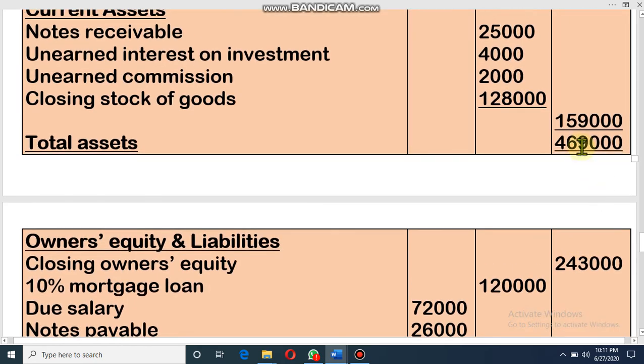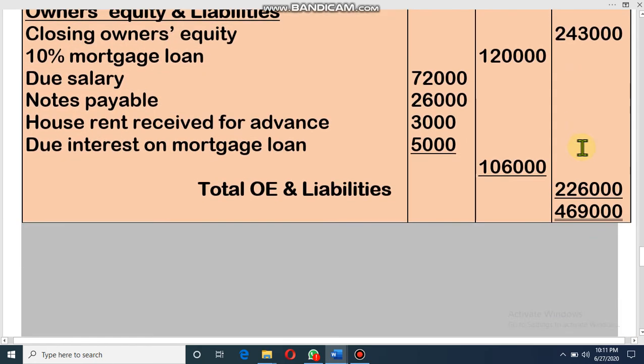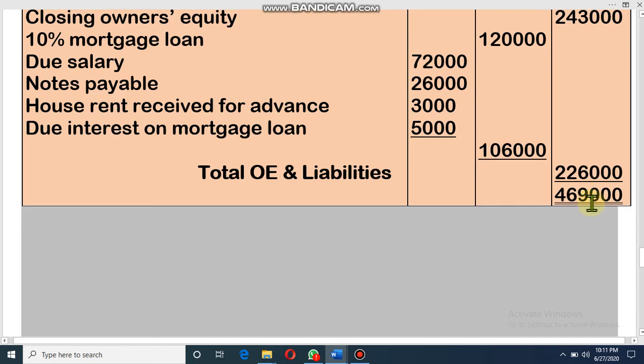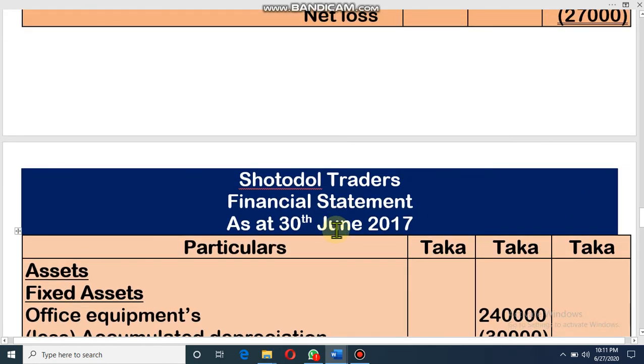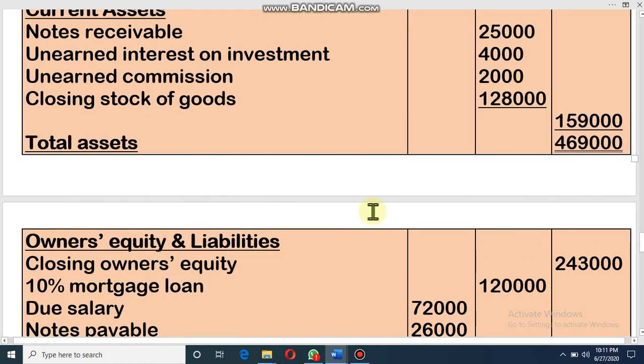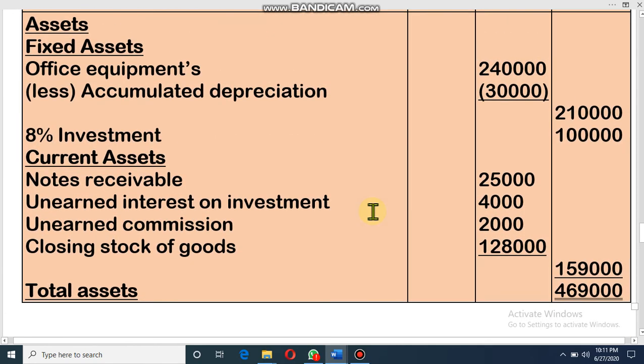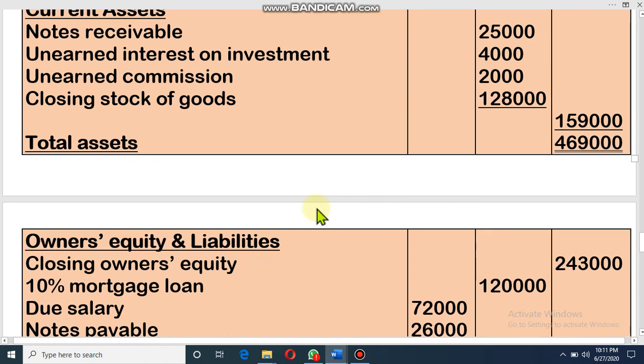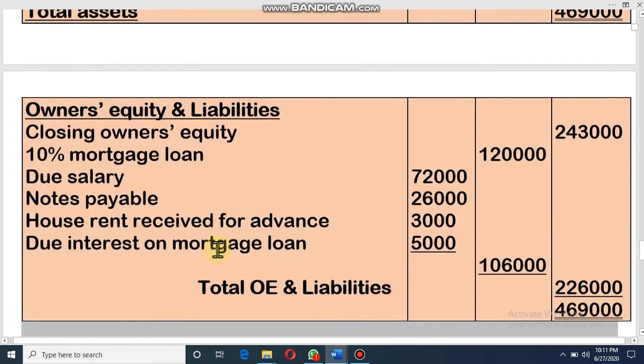That means whatever we have total asset, same amount we have total amount of liabilities. This is called, dear student, financial statement. Dear student, I hope all of you understand. So total asset will be equals to owner's equity and liability.